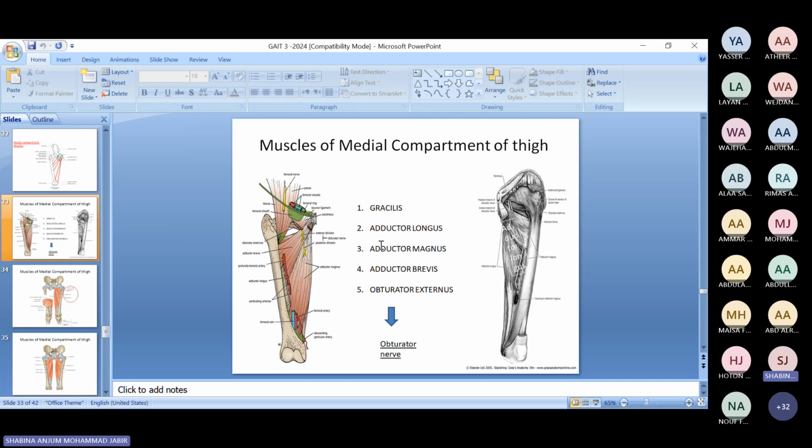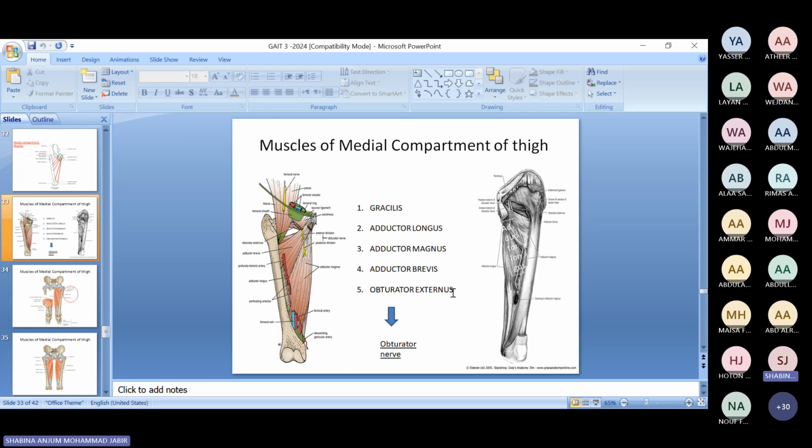So again, I will repeat for you. You have the gracilis, which is a more superficial muscle. We have the adductor longus, which is a long muscle. Adductor magnus: magnus means it is a huge muscle. It has many perforations for the branches of the femoral artery. Even the femoral artery passes through the large opening. Then we have the adductor brevis. What is the meaning of brevis? Brevis means short, small.